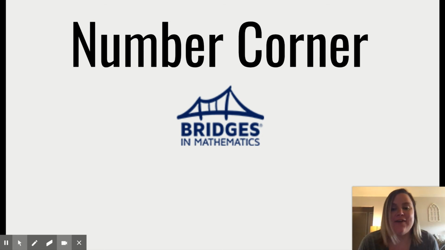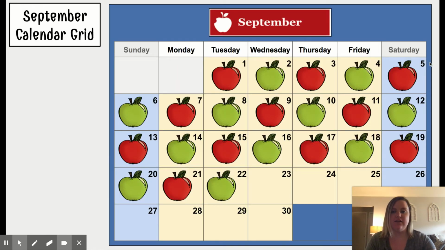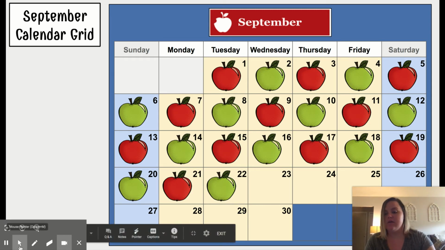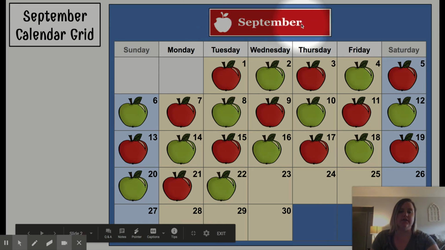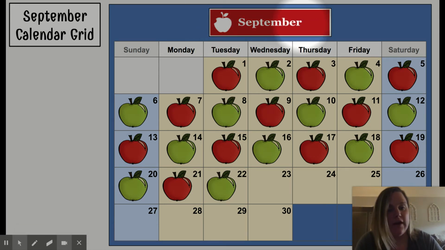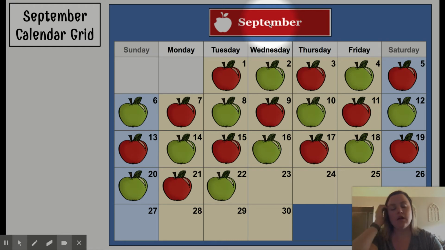Beitler here, and we're going to get ready to learn within Number Corner, okay? All right, so let's get started in our calendar. Let's look at our calendar, okay? And remember, on our calendar, all the way at the top, we will find our month we are in. Does everybody remember what month we're in right now? All right, we are in the month of September, okay? September is the month we are in. And remember, we're learning all about apples.